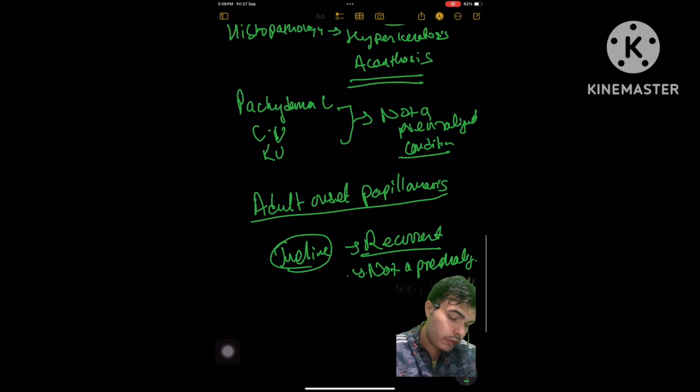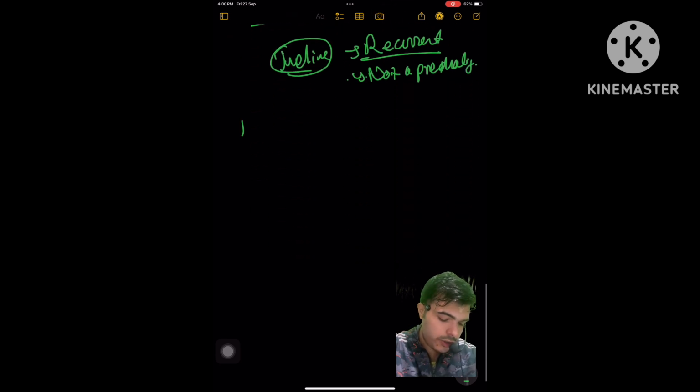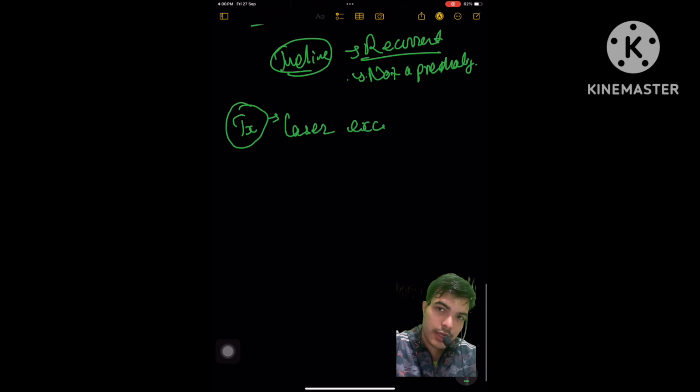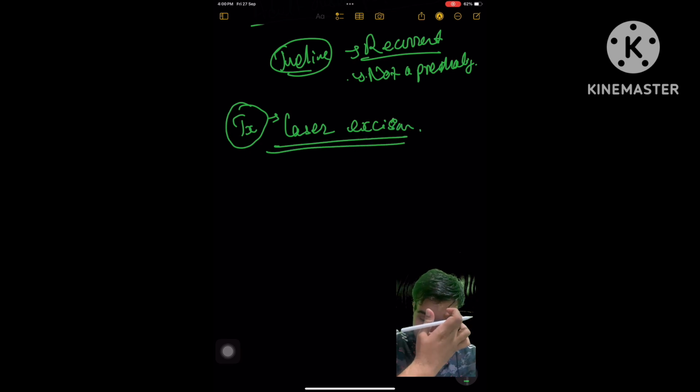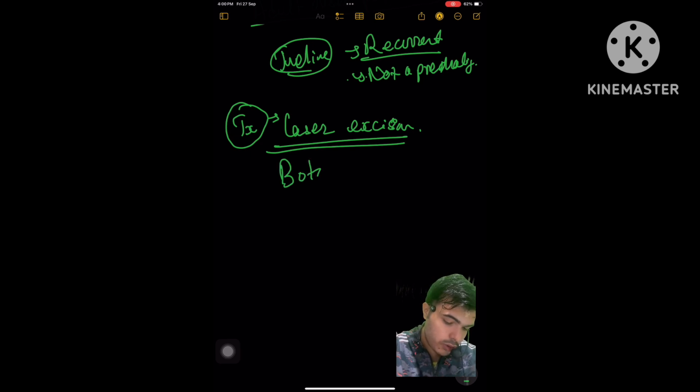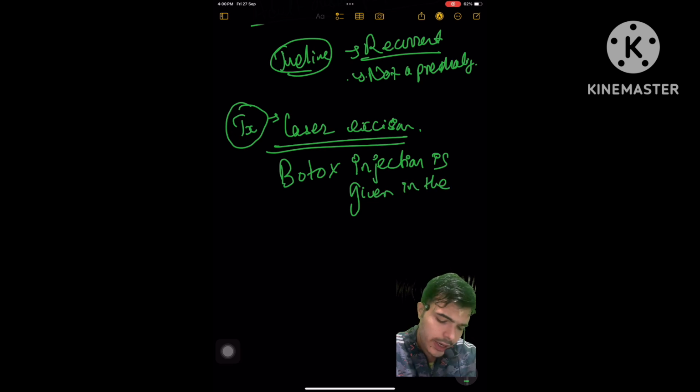Okay, so what you need to understand is that the treatment for pachydermal laryngitis is laser excision. So you can go for a laser excision, and along with that, if it persists for a long time, then you have to go for a botox injection. Botox injection is given in the thyroarytenoid muscle.